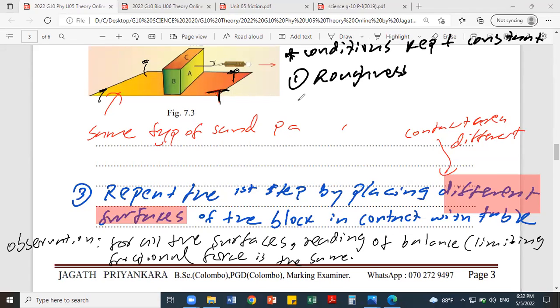Same sandpaper, similar type sandpapers. The other one is weight, or the mass of the object, which should be equal in all three. So what is the only difference? Contact area. These two factors change the limiting frictional force. If you increase the roughness, limiting frictional force increases. If you increase the weight or the mass, limiting frictional force also increases.